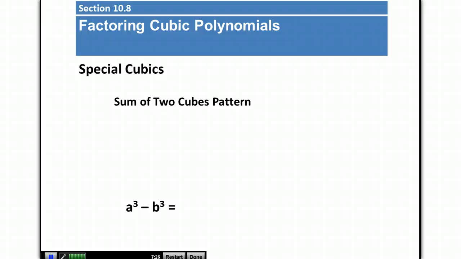Now we're going into special cubics. These are binomials, but they're going to be in the form of either a sum, if there's addition in between them, a sum of two cubes, or a difference of two cubes. If you have a sum or a difference of two cubes, you can factor these out.